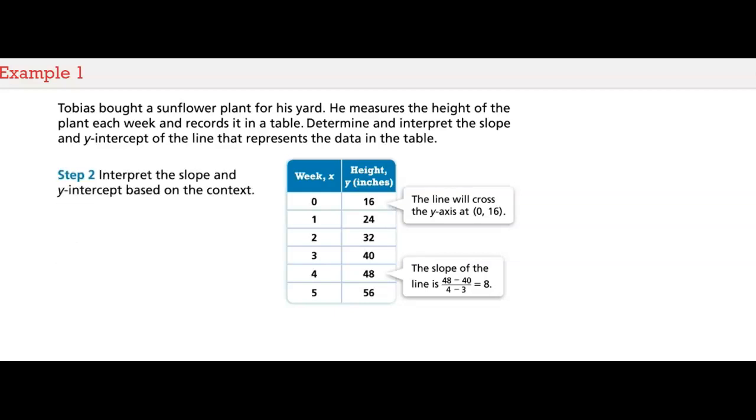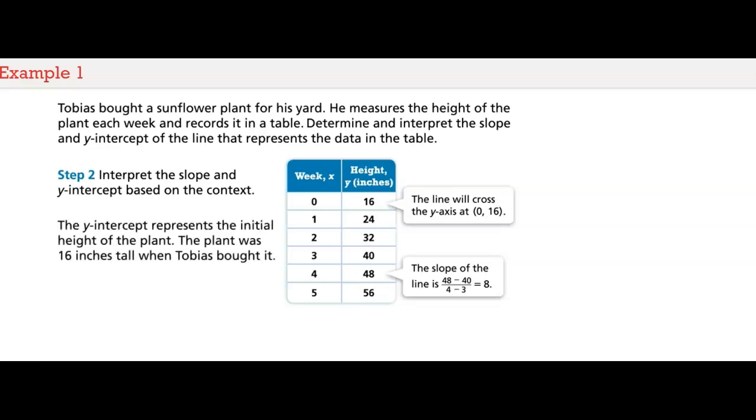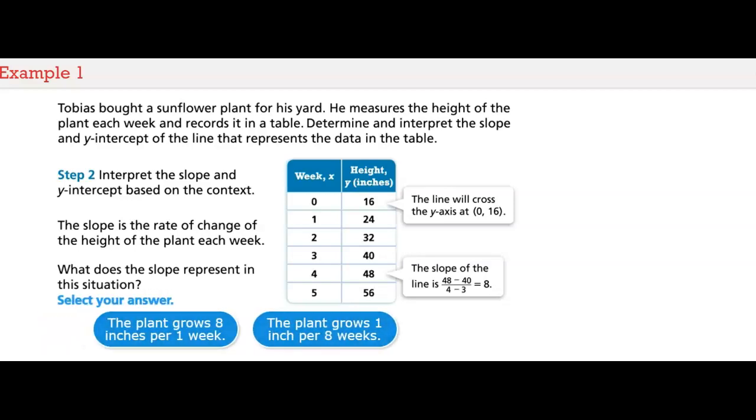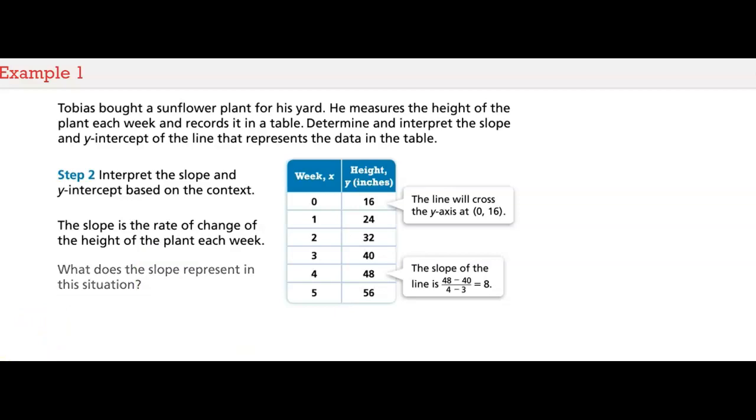Step 2. Interpret the slope and y-intercept based on the context. The y-intercept represents the initial height of the plant. The plant was 16 inches tall when Tobias bought it. The slope is the rate of change of the height of the plant each week. What does the slope represent in this situation? Select your answer. The plant grows 8 inches per 1 week.